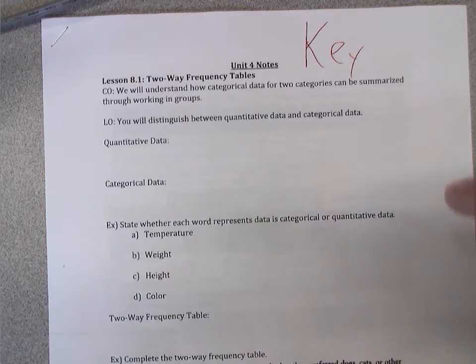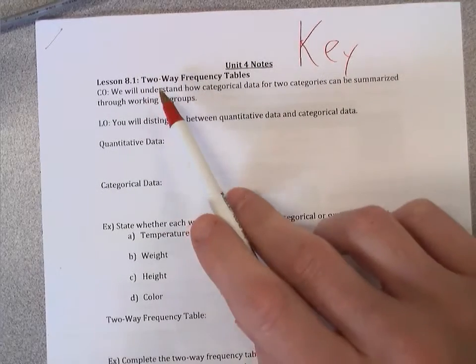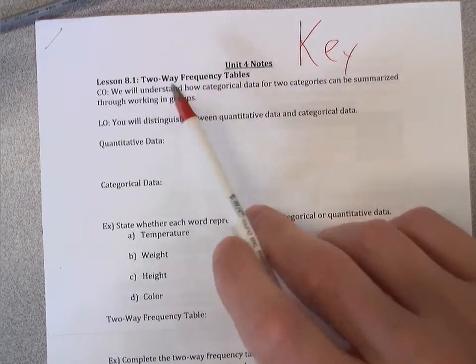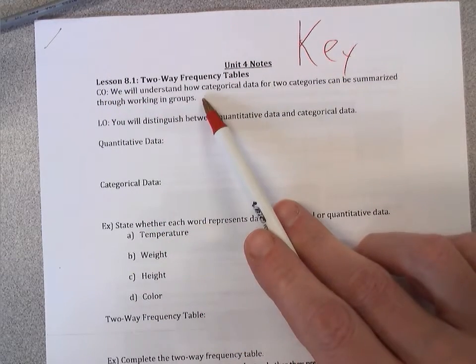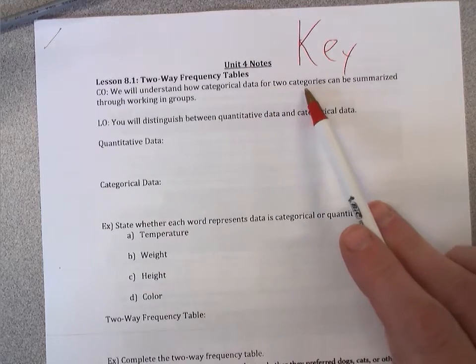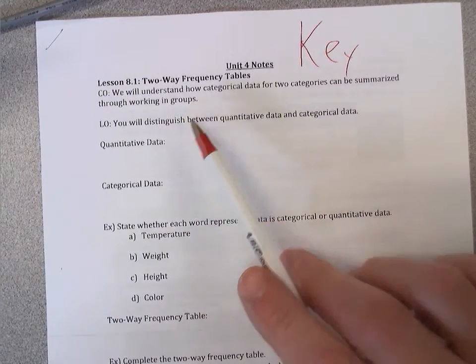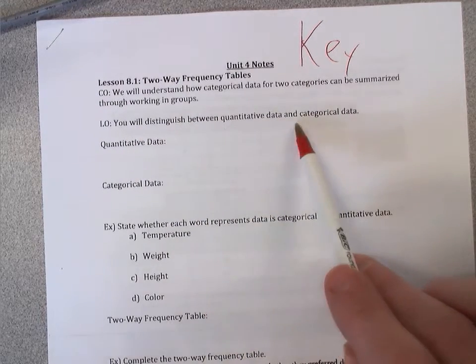Okay, welcome. This is part one of lesson 8.1, where we will be studying two-way frequency tables. It's the beginning of our statistics unit. Our content objective today, we will understand how categorical data for two categories can be summarized through working in groups. And our learning objectives, you will distinguish between quantitative data and categorical data.